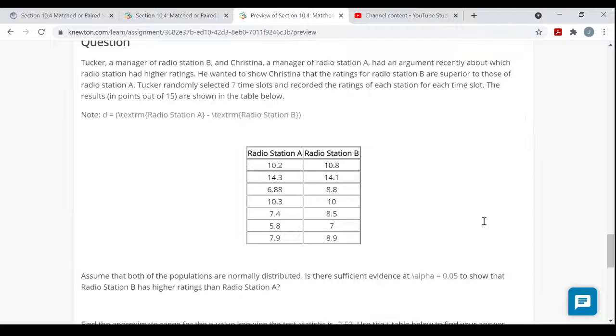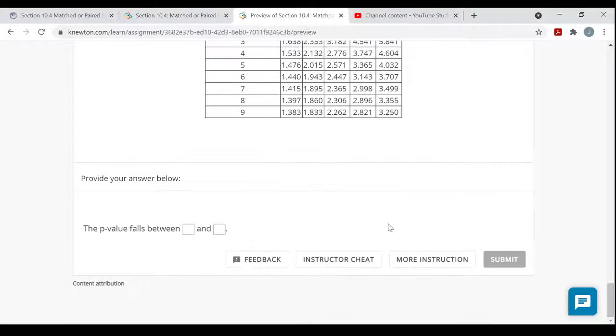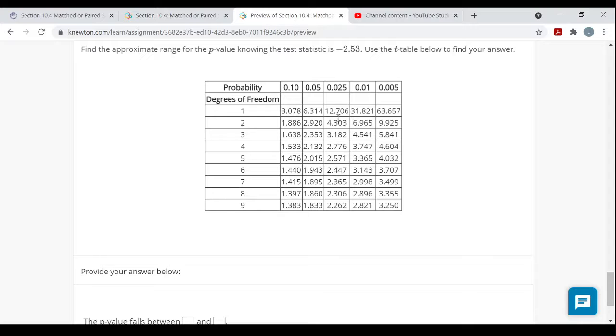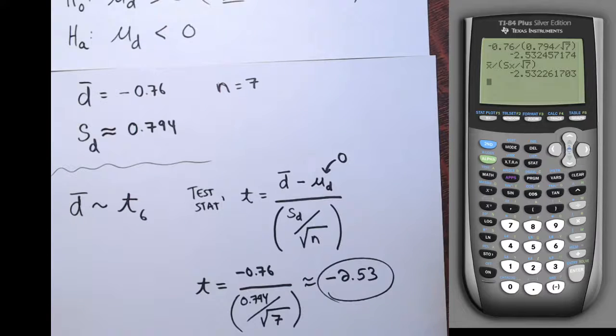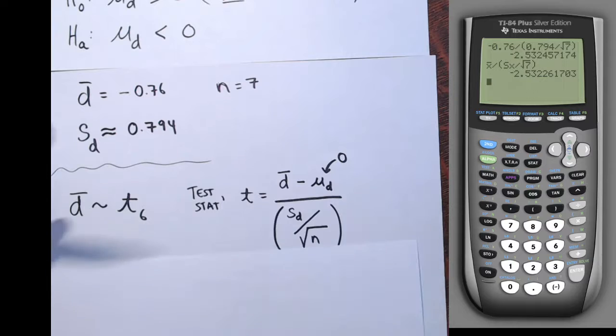And yeah, they give us a table here and ask us the p-value falls between which of these numbers here, right? Or what special values. All right, so let me talk about this distribution with 6 degrees of freedom and our test statistic.